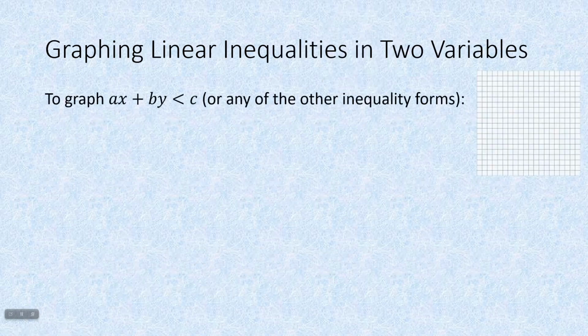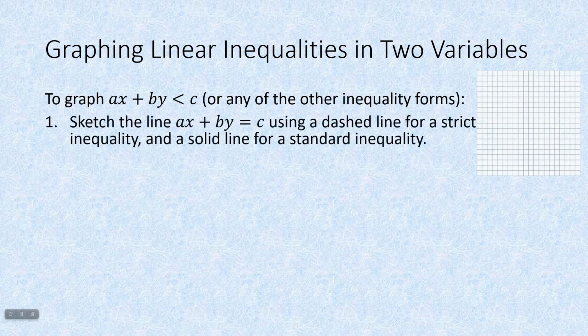All right, so how do we graph linear inequalities in 2 variables? To graph ax plus by is less than c, or any of the other inequality forms, what we'll do is sketch the line ax plus by equals c, using a dashed line for a strict inequality and a solid line for a standard inequality.